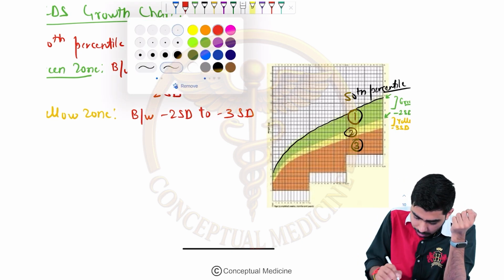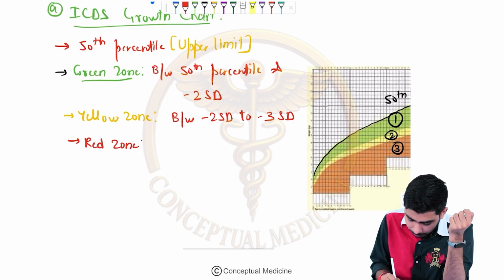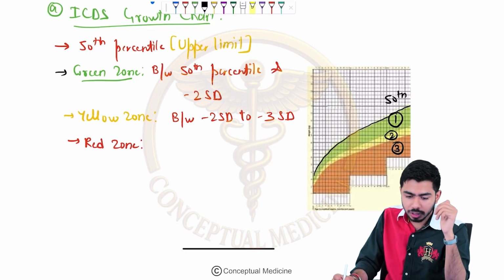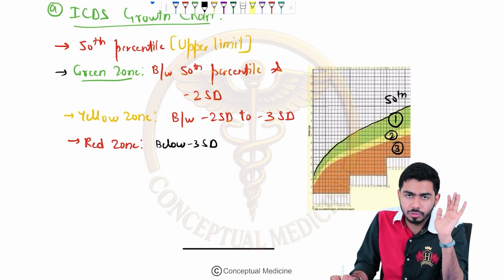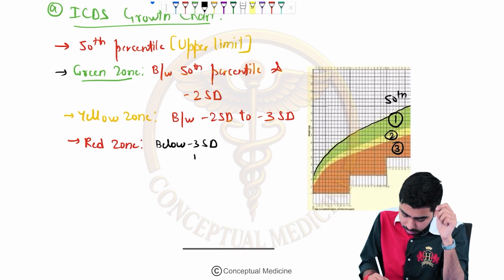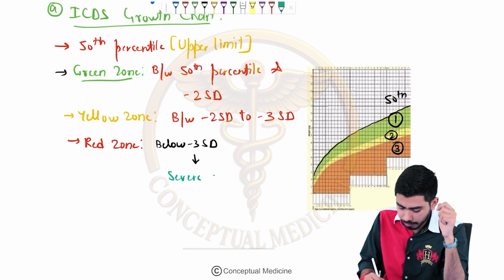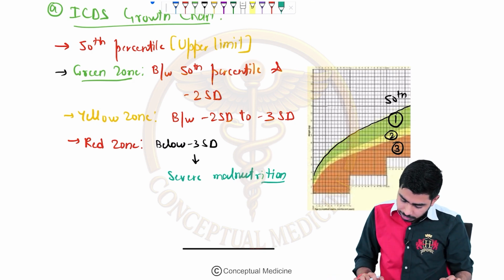Now we shall be writing what the red zone is. Here we shall be writing that the red zone will be below the -3 standard deviation. Below the -3 standard deviation, that will be called the red zone, and this will be considered as severe malnutrition. Okay, so please do consider that severe malnutrition. So this is about the ICDS growth chart.